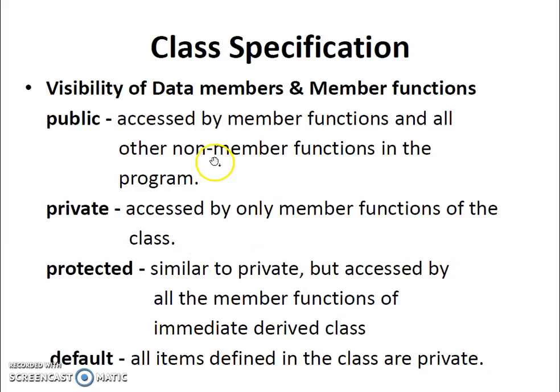Next, class specification. You have visibility of data members and member functions. One is public, accessed by the member functions and all other non-member functions in the program. Private, accessed only by the member functions of that particular class. Protected, similar to private but also accessed by the member functions of immediate derived classes. Default, all the items defined in the class are private.